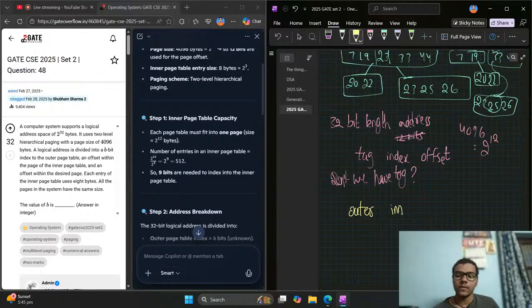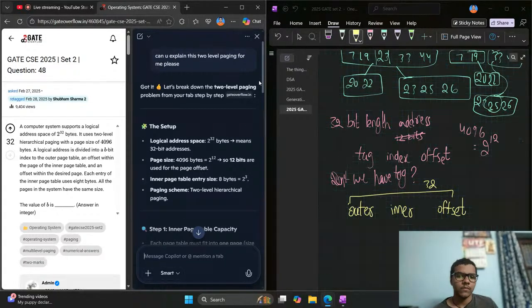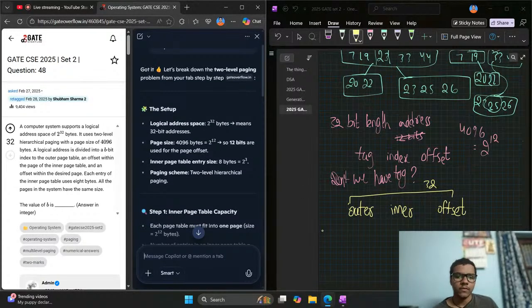Outer page table, inner page table, and offset. Offset is to pinpoint the location. So all of this is 32-bit, and page size is 4096. That is 2 power 12. So 2 power 20. 12 bits for offset. Does that make sense? Yes. To pinpoint.